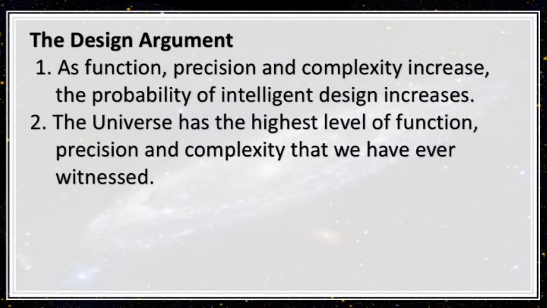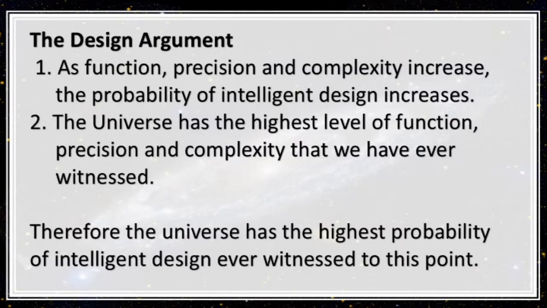The design argument goes like this. As function, precision, and complexity increase, the probability of intelligent design increases. And the universe has the highest level of function, precision, and complexity that we have ever witnessed. Therefore, the universe has the highest probability of intelligent design ever witnessed to this point. This probability obviously leads us to an intelligent designer of our universe.